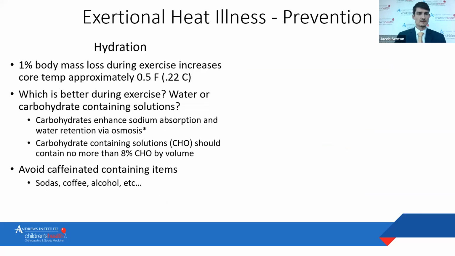So prevention for hydration, probably the most important part. 1% body mass loss during exercise increases the internal core temperature by approximately 0.5 degrees Fahrenheit. So you can imagine somebody who loses just 2 to 3% of their total body weight during exercise in a short period of time, their internal core body temperature is already going to be up a few degrees before they even get into the danger zones for exertional heat related issues.